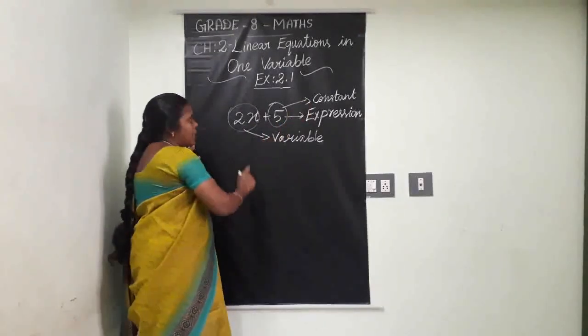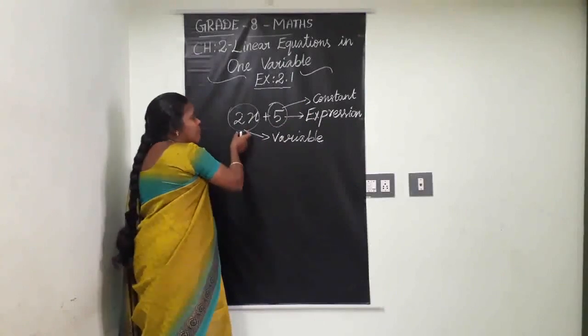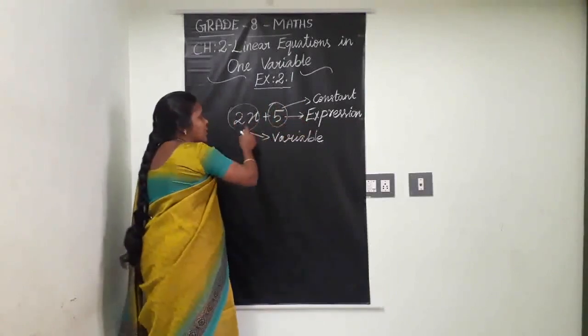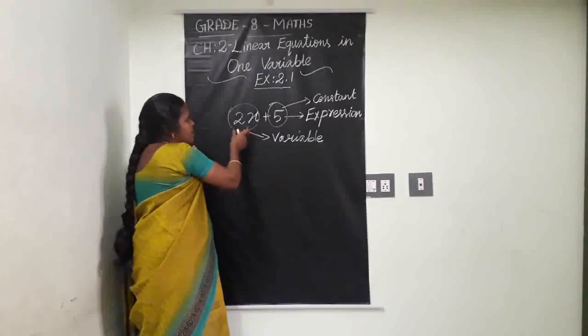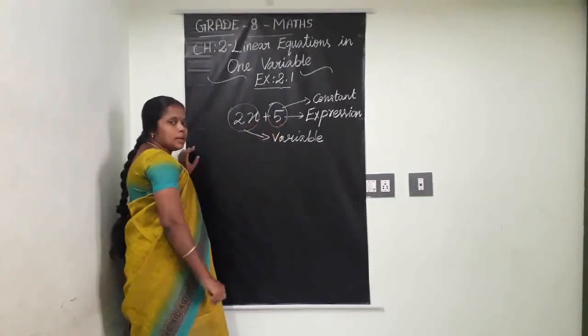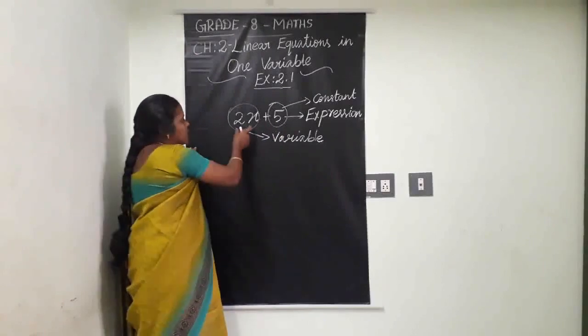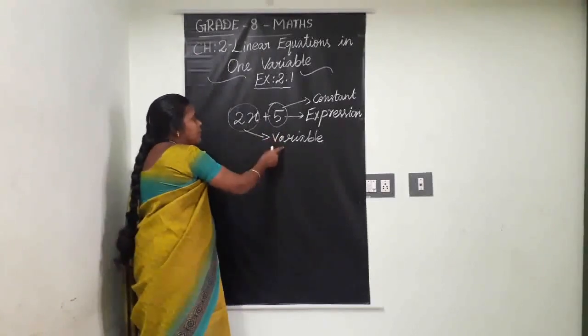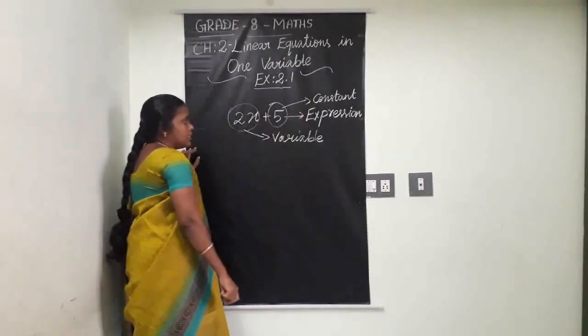Term means the part of an expression is called a term. Here this is one part, this is another part. Each part is called a term. So we are telling this is variable term, this 5 is constant term.